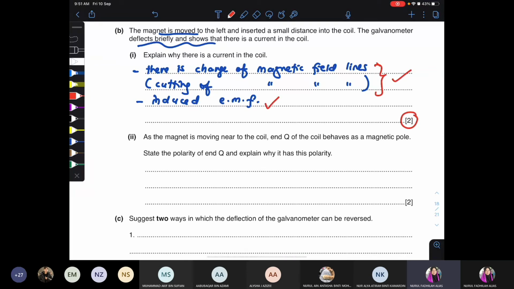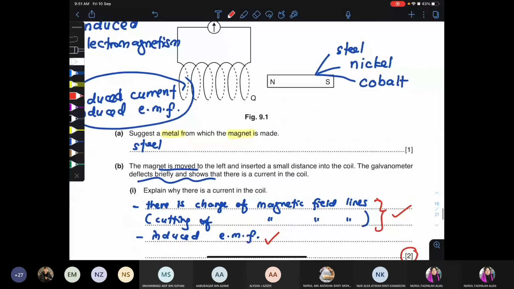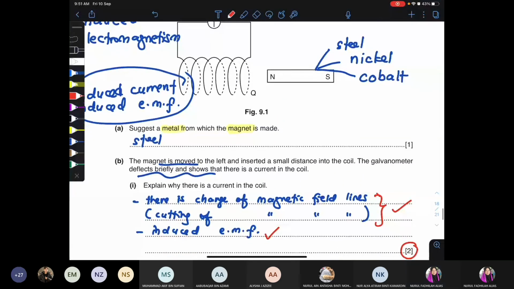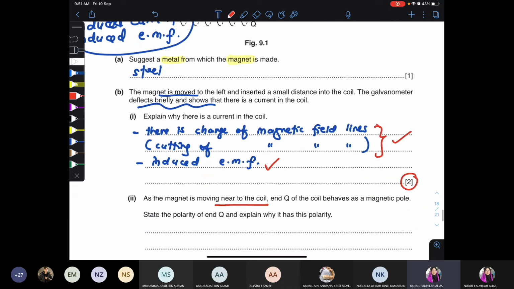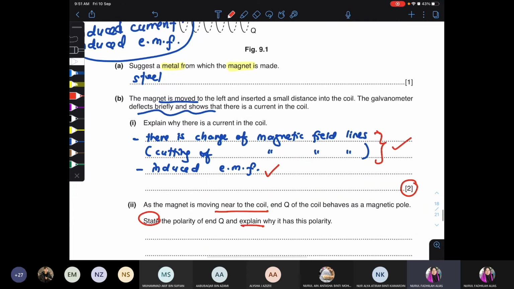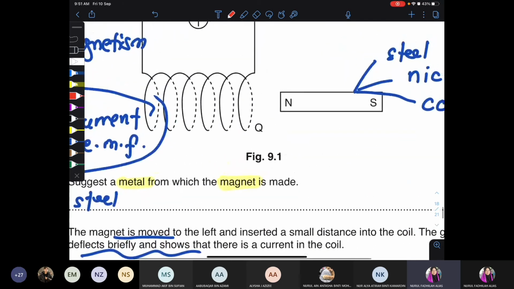So, dapat dua. As the magnet is moving near to the coil, end Q of the coil behaves as a magnetic pole. Mana Q ni? Alright, and state the polarity of end Q and explain. Because kat state awak kena explain. Okay, sekarang explain. Apa jadi?